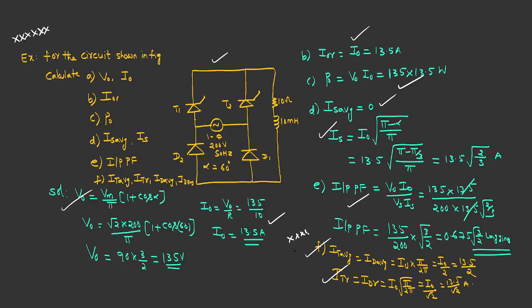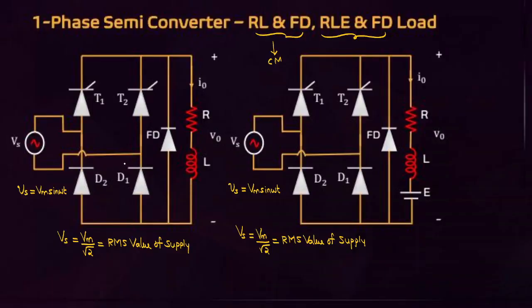Symmetrical semi-converter, students. We just have to practice this problem for the semi-converter. Maximum questions we can expect are based on symmetrical. In asymmetrical semi-converter, we only have to concentrate on the formulas that are different. Most of the formulas are the same. There is no change in average voltage and RMS voltage.